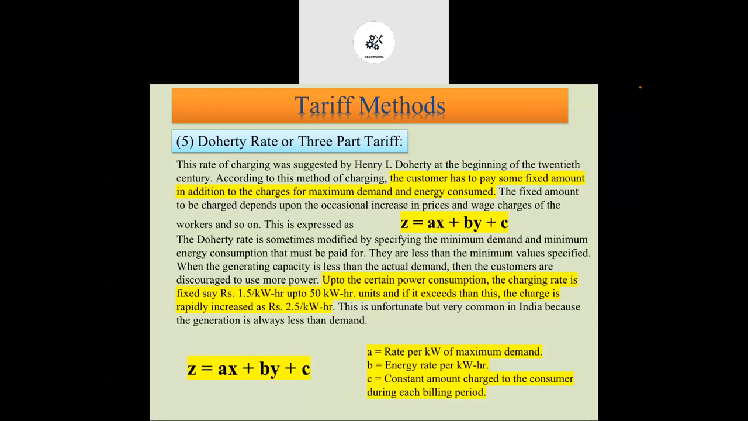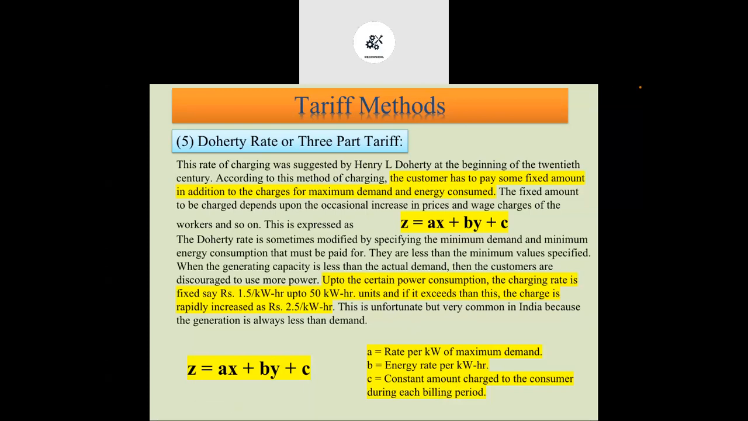You can see some rates are mentioned in which the constant amount is also charged. Generally in Maharashtra, the constant amount is nearly 90 to 100 rupees. Even if you use 0 kilowatt of energy, or 0 units of electricity, you have to pay that minimum amount. That is the constant amount charged to the consumer.